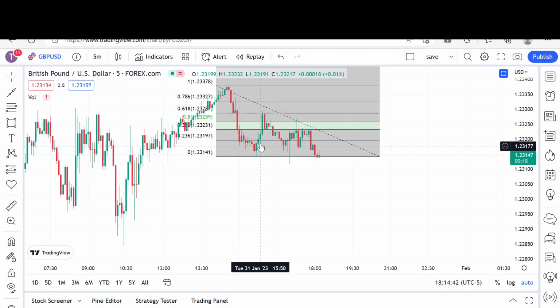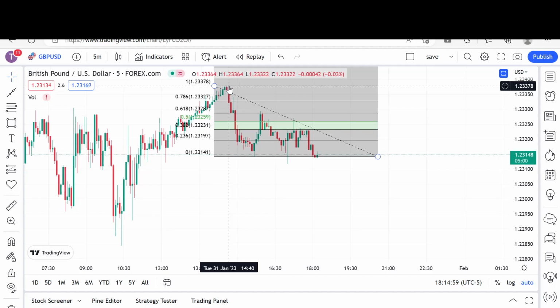Where's that best entry? It's up into 61%, key Fibonacci retracement. That would be a good place to go short right there. A good place to risk would be the high of that price swing. So you could put your stop right above the high right there. At that point, if it was to crack higher, your analysis would be wrong.